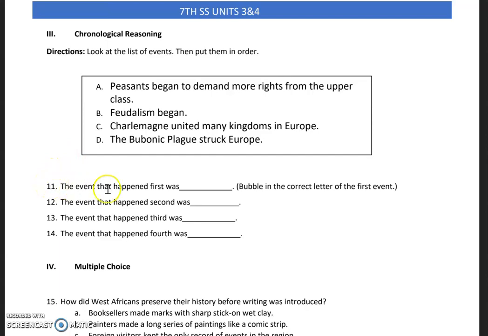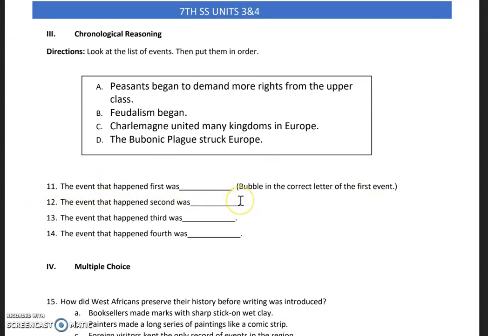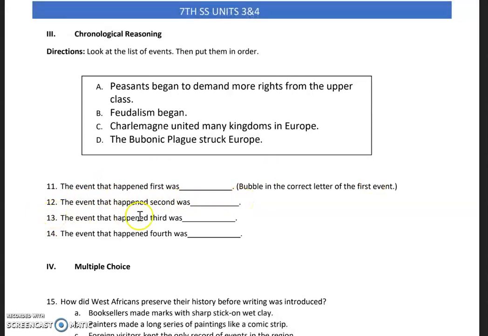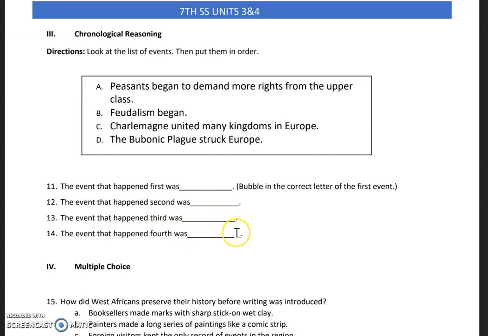11. The event that happened first was blank. Bubble in the correct letter of the first event. 12. The event that happened second was blank. 13. The event that happened third was blank. 14. The event that happened fourth was blank.